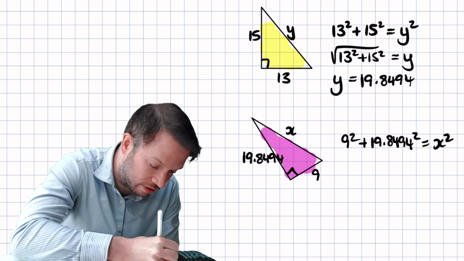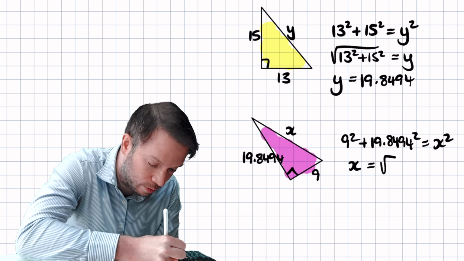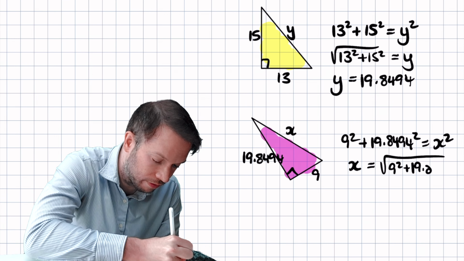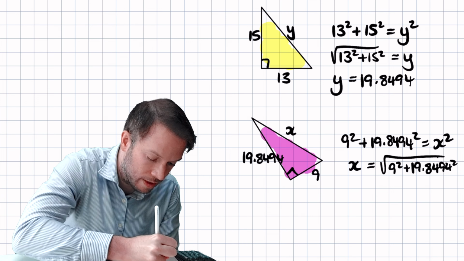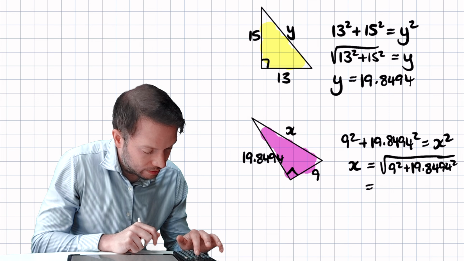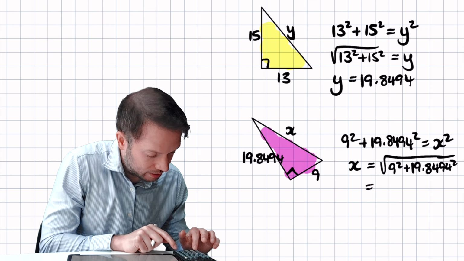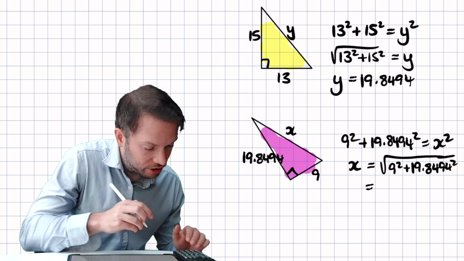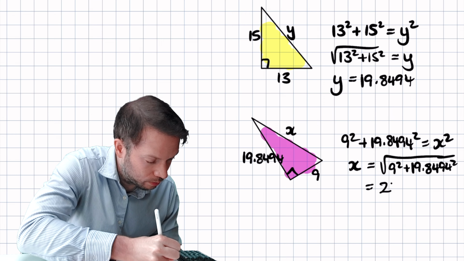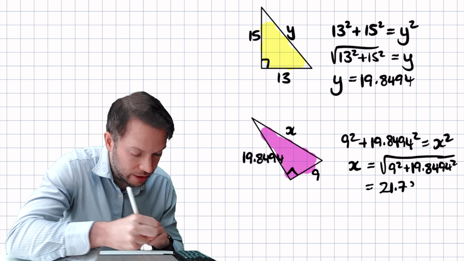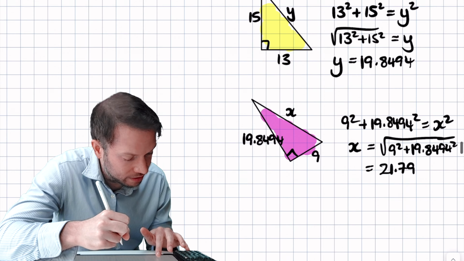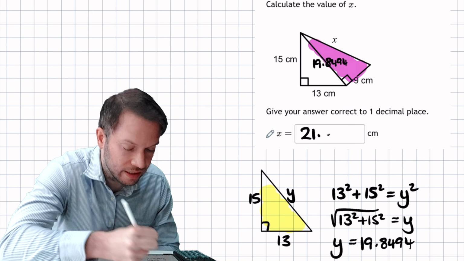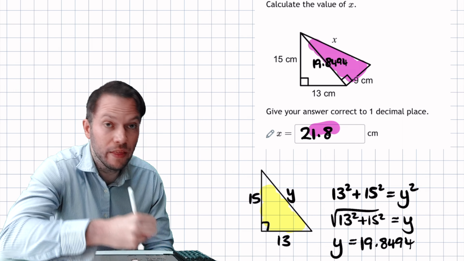And then you just do the square root of both sides. So x is the square root of 9 squared plus 19.8494 squared. And if we do that in a calculator, square root of 9 squared plus that previous answer squared, that gives you 21.79. Now, how many decimal places? One decimal place. So x, we worked out, is 21.8 centimetres to one decimal place, and that is the final answer.